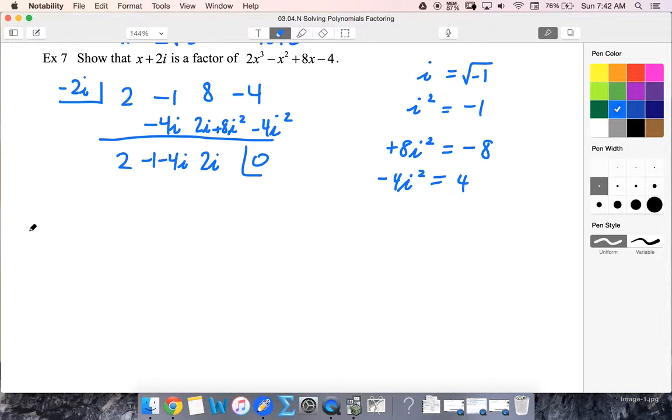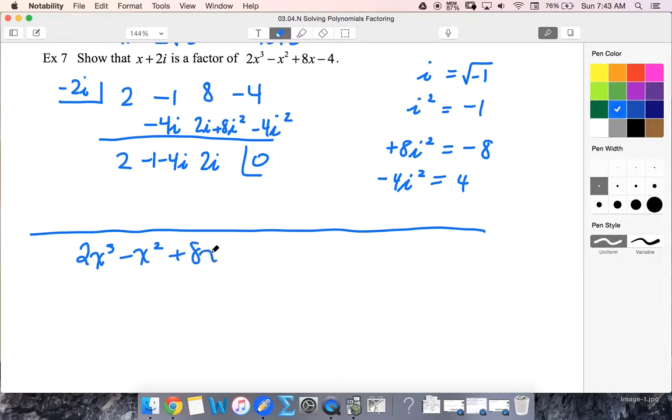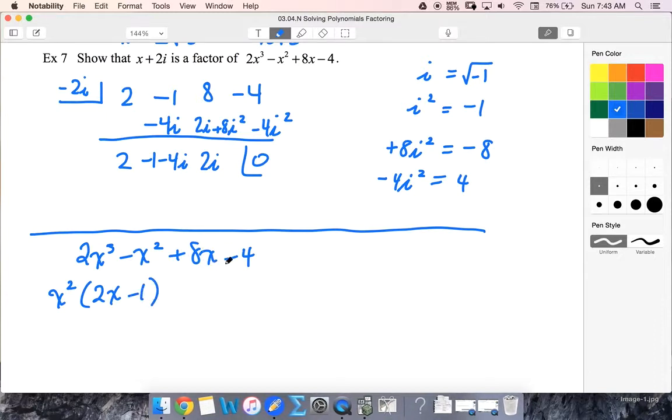The other way we could try to do this is we could try to factor it and show that x plus 2i is a factor that way. So I see groups of 4, so I see 4 terms, so I'm going to think about grouping. Minus x squared plus 8x minus 4. Common factor, x squared, leaves me 2x minus 1. Common factor of 4 leaves me 2x minus 1. Common factor of 2x minus 1.